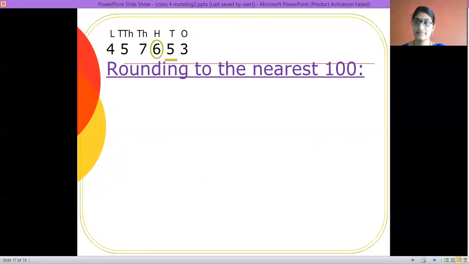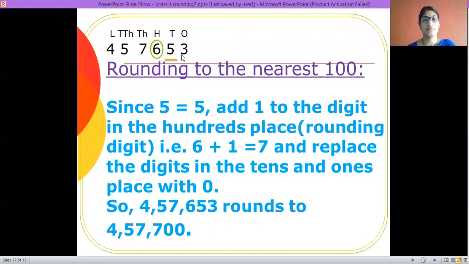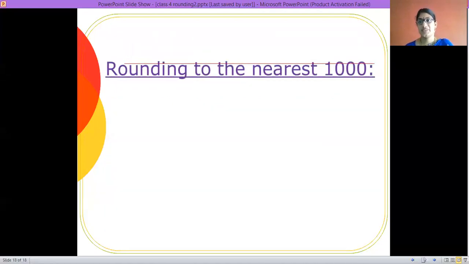Now what is the digit in our tens place? 5. So do we say it is less than 5, or greater than 5? No, it is equal to 5. So we have already discussed, even if this digit is equal to 5, we have to add 1 to our rounding digit. So we'll add 1 to this 6. So the digit in the hundreds place becomes 7. And we'll replace the tens digit and ones digit with zeros. Since 5 is equal to 5, add 1 to the digit in the hundreds place, that is the rounding digit. 6 plus 1 is 7. And replace the digits in the tens and ones place with 0. So 4,57,653 rounds to 4,57,700.